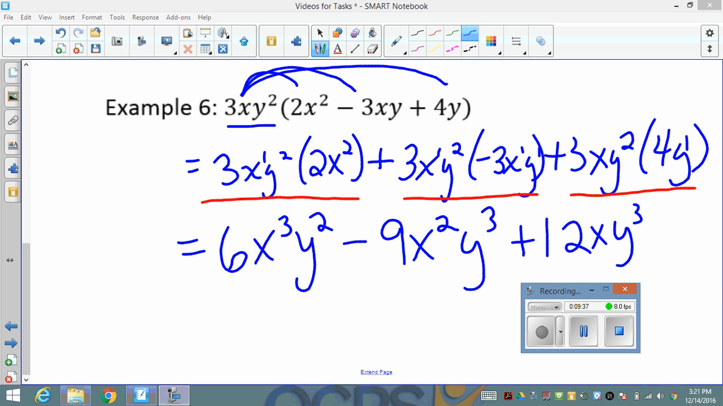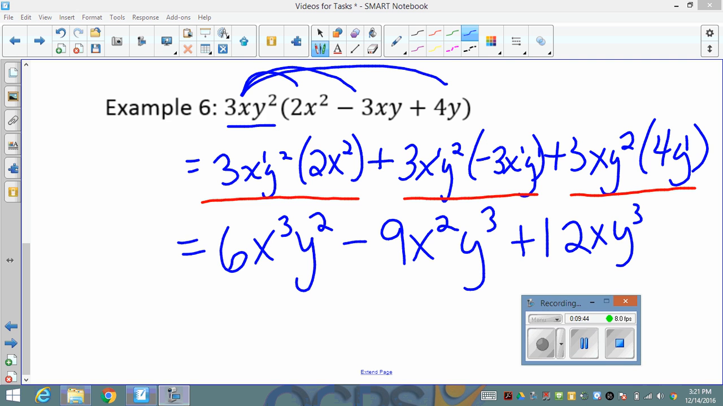And that is our distributive property. You are now going to do a few practice problems in your interactive notebook.